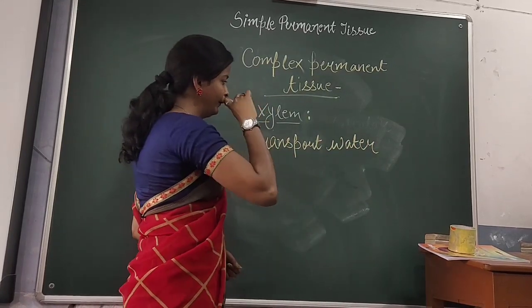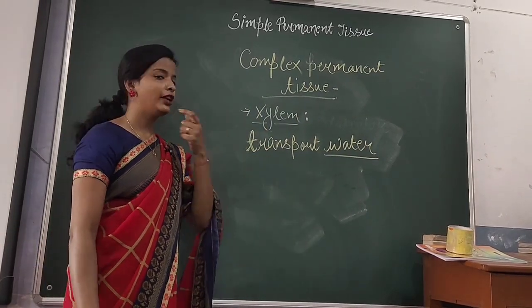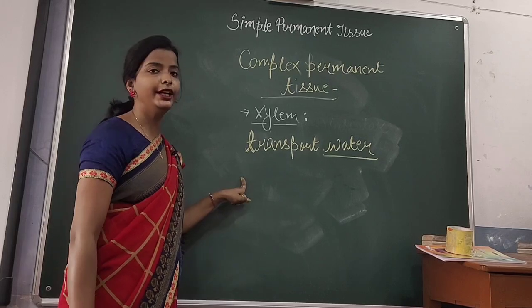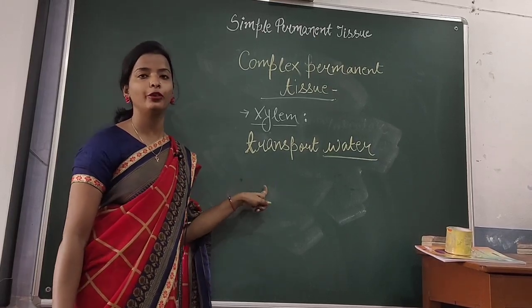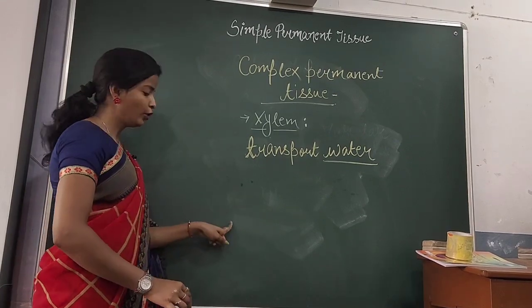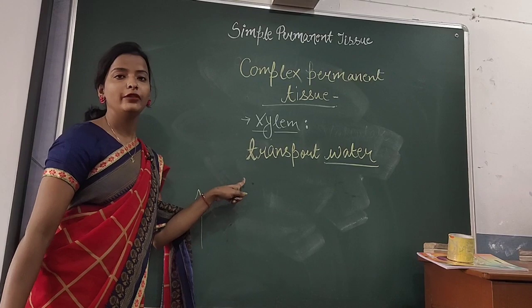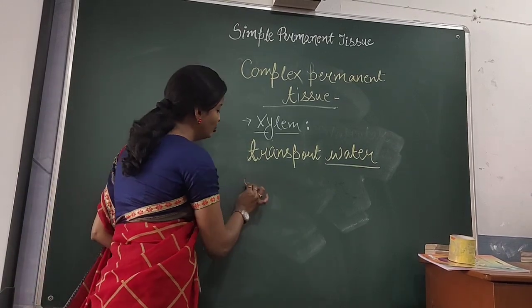What is the main role of xylem? To transport water. Now, what is the direction we will talk about? It is unidirectional, and that too in the upward direction. Just now I have told you that the water is absorbed in the root, and it comes in the upward direction. So when we talk about the direction, it is unidirectional.